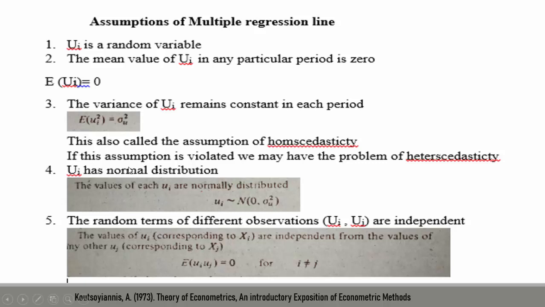Assumption number 4 is that UI has a normal distribution. UI is normally distributed with 0 mean and sigma square variance. Similarly, assumption number 5 is that the random terms of different observations, UI and UJ, are independent. The values of UI corresponding to Xi are independent from the values of any other UJ corresponding to XJ. If you have different observations, then the random terms of different observations are independent.